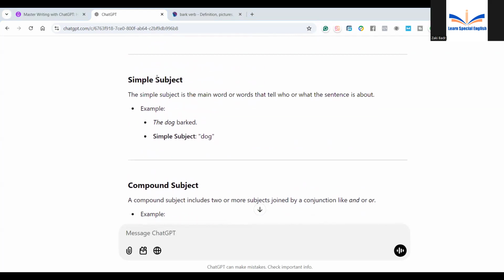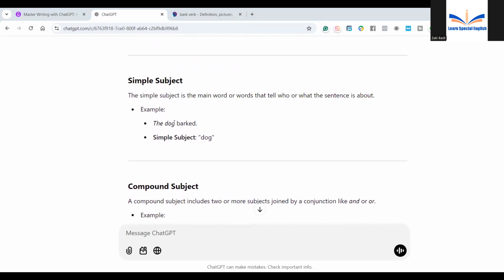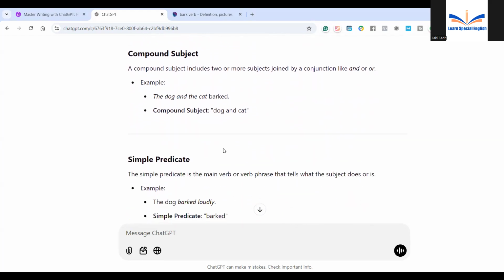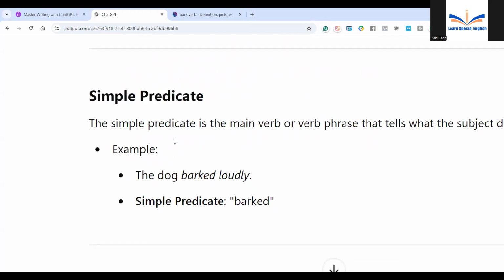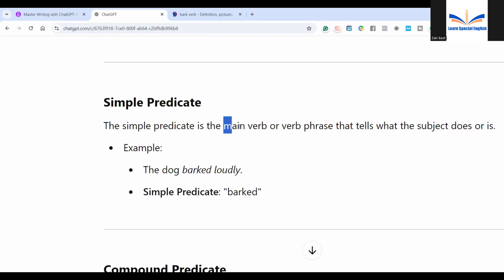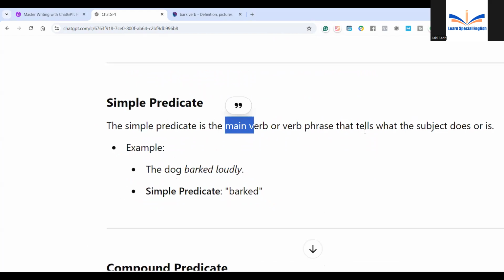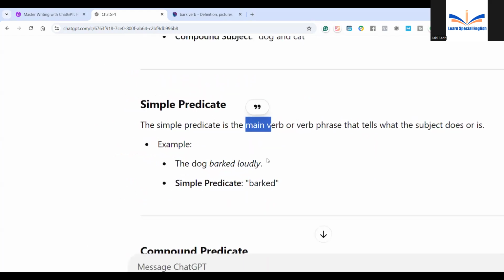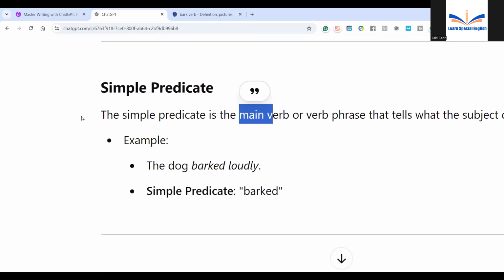All right, we talked about the simple subject, one subject. Compound subject, two subjects, but they act as one subject. Okay, the dog and the cat: compound subject. Simple predicate means the main verb or verb phrase. The predicate is the completion of the sentence. So if you removed it, the sentence wouldn't make any sense.